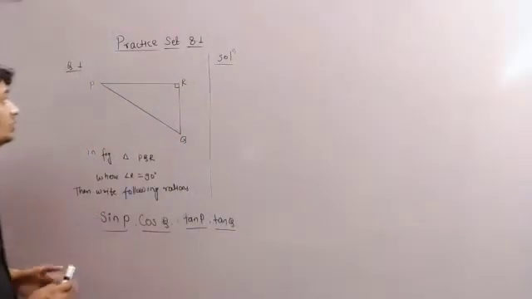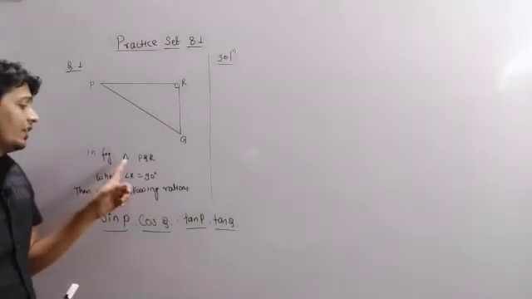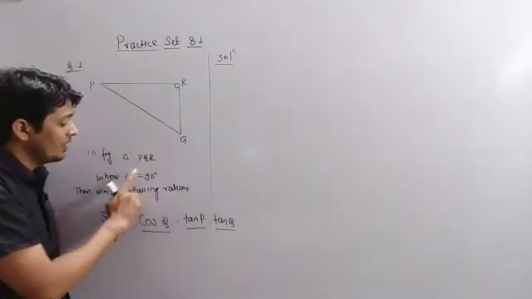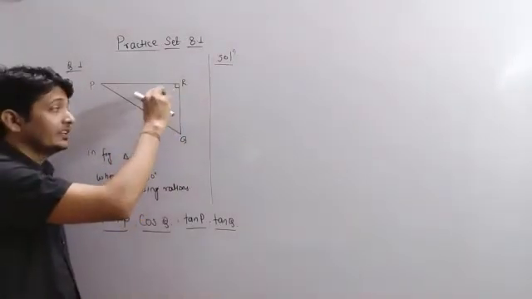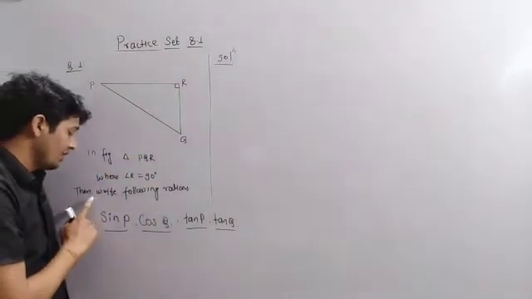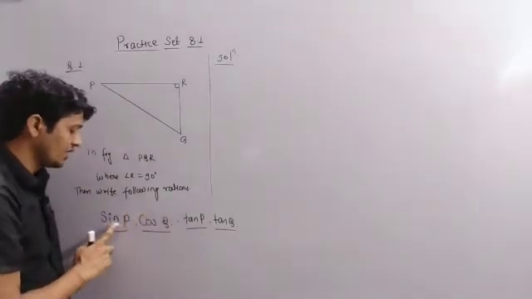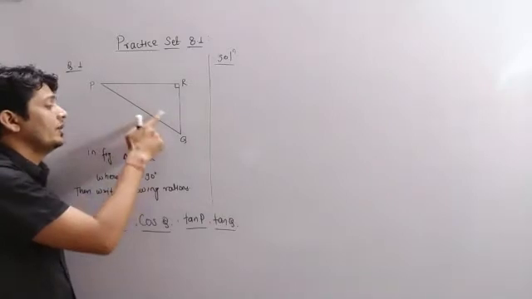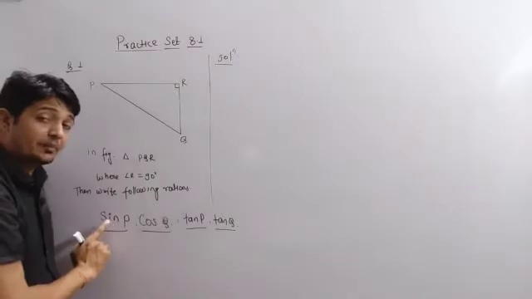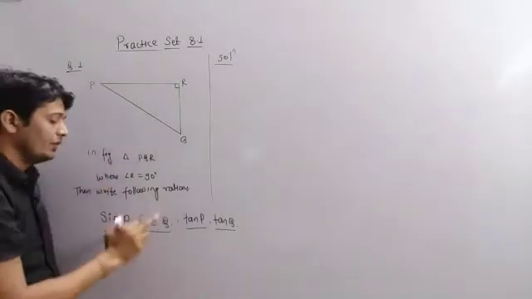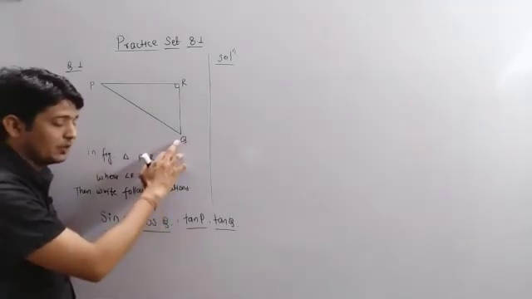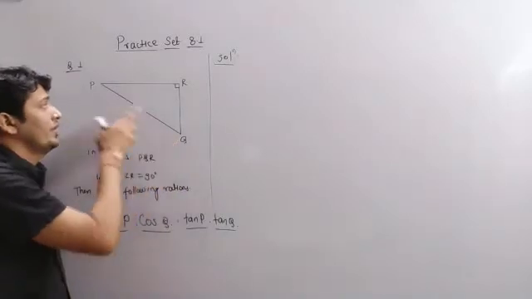So the question says, in figure triangle PQR is given. We have triangle PQR where angle R is 90 degrees. That means it is a right angled triangle. Then we have to write the following ratios for sin P. So these are two remaining angles which are acute angles. We have to write the value of sin P with respect to angle P, the value of cos Q with respect to angle Q, and tan with respect to Q as well as P.